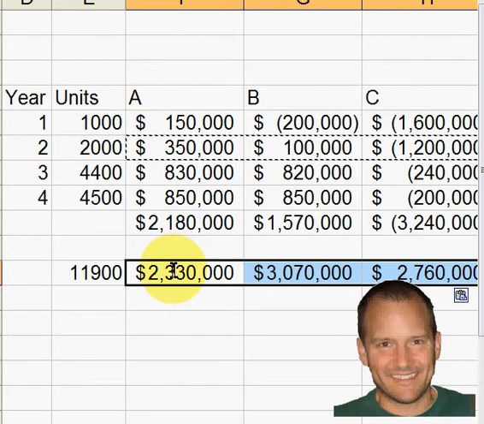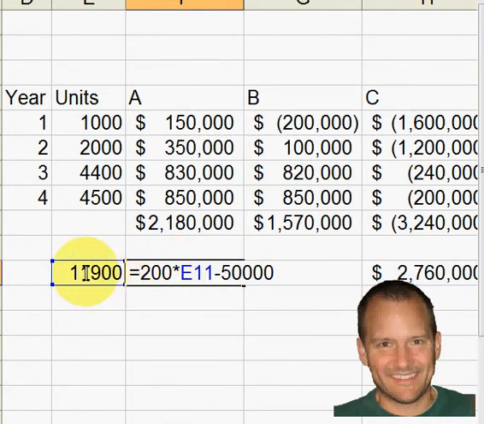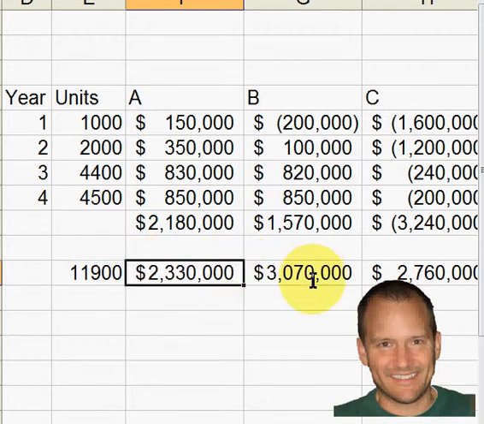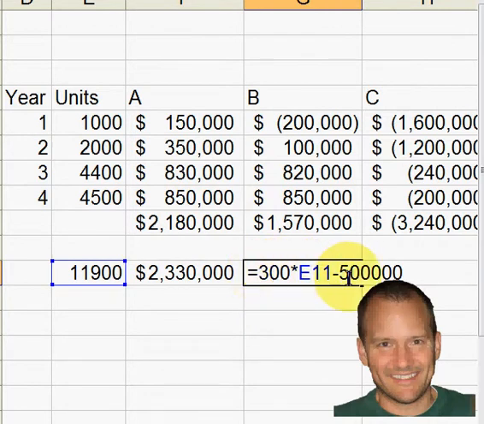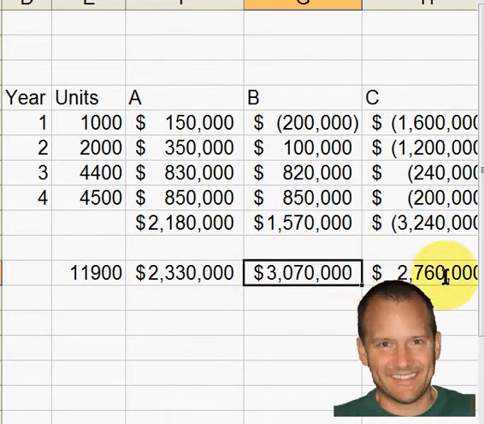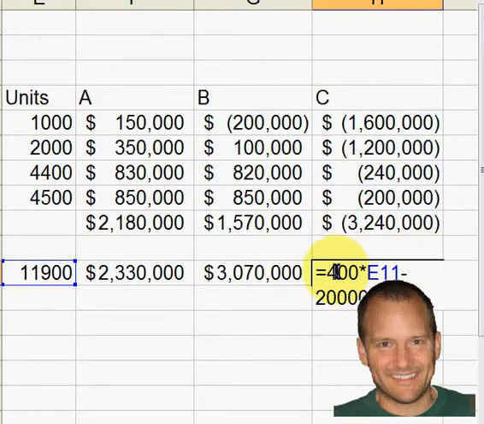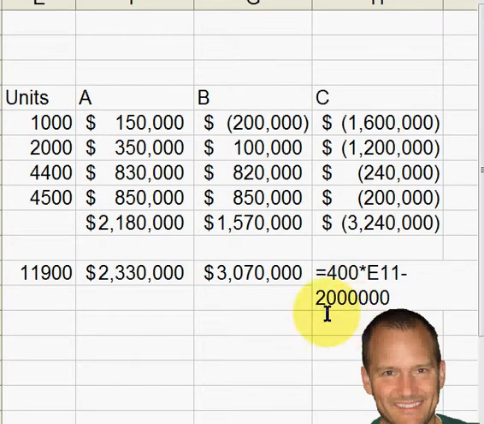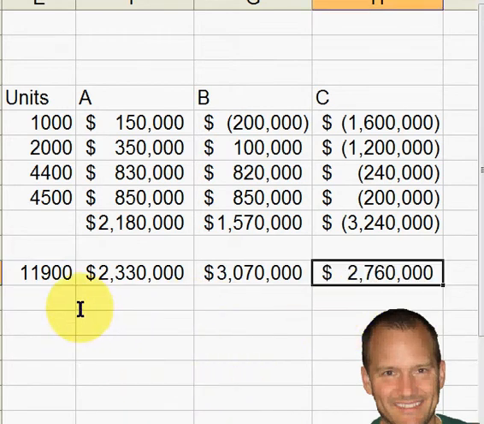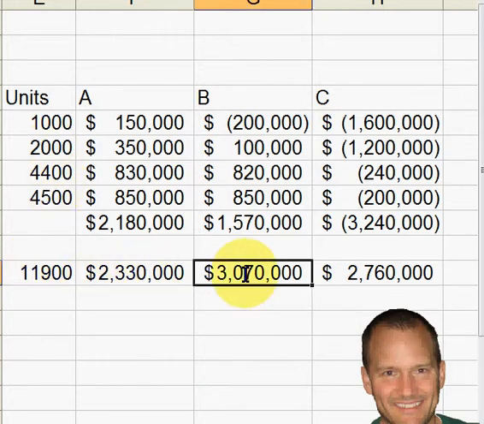because if you remember, the contribution margin is 200, and if this was a one-time cost, the $50,000, same thing here, contribution margin of 300 and a fixed cost of 500,000, and a contribution margin of 400 and a fixed cost of our $2 million in this case. All right, so we can see here that in the case where these fixed costs were one time, we end up with the best option being B.